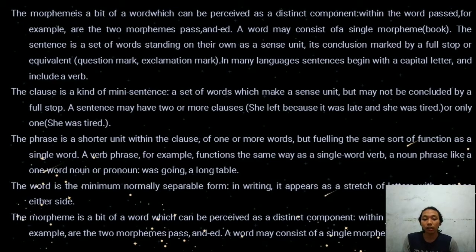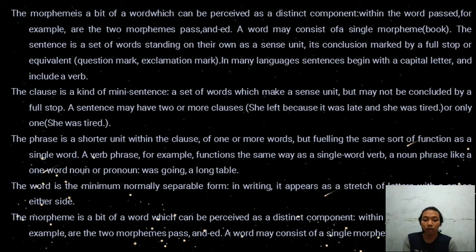The sentence is a set of words standing on their own as a sense unit. Its conclusion is marked by a full stop or equivalent, like a question mark or exclamation mark. In many languages, sentences begin with a capital letter and include a verb.